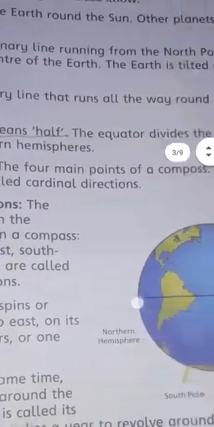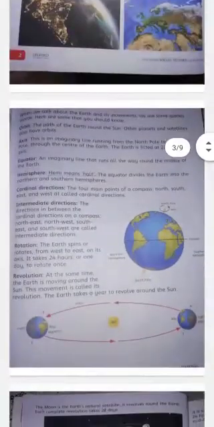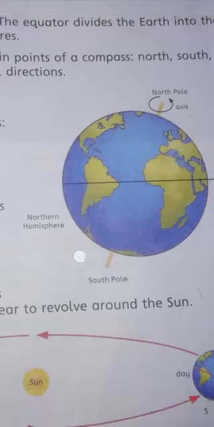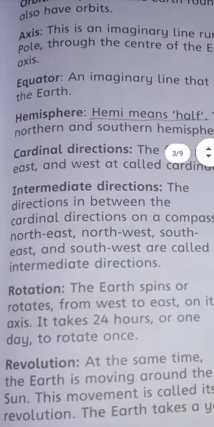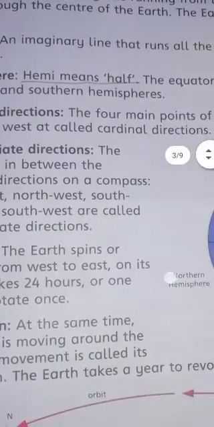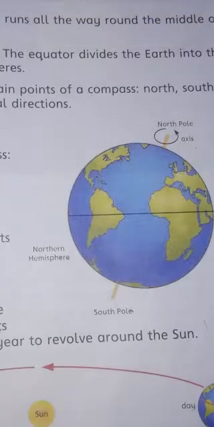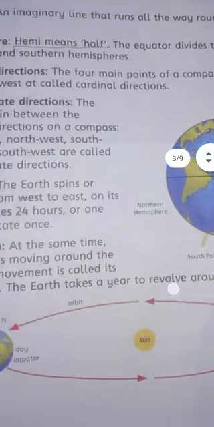Equator. Equator is an imaginary line running from east to west, and it divides the Earth into two parts. The next term is hemisphere. When the equator divides the Earth into two parts, the parts which are divided are called hemispheres. For example, this is the Northern Hemisphere and this is the Southern Hemisphere.